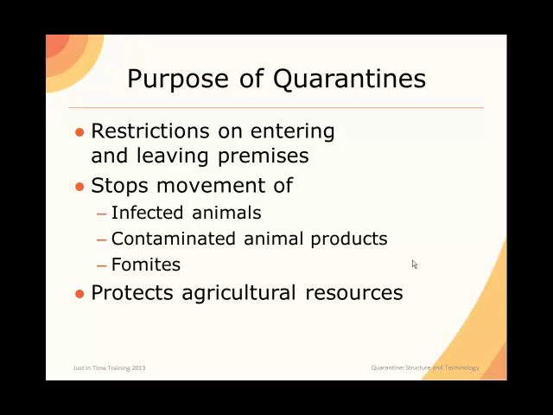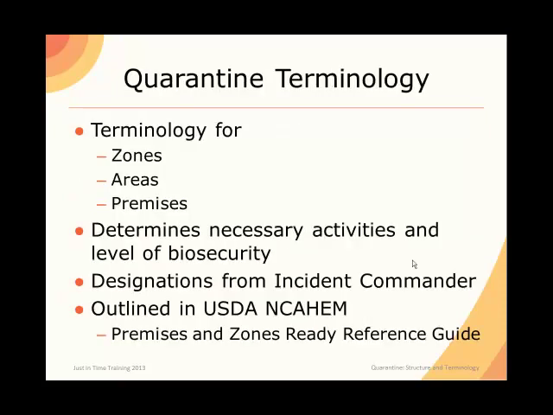By isolating potentially exposed and confirmed infected animals and contaminated sites and objects, quarantine areas work to protect agricultural resources near the infected location, as well as resources of the community, state, region, and nation. When a quarantine is put into place, common terminology will be used and is necessary to ensure appropriate activities and levels of biosecurity are implemented.